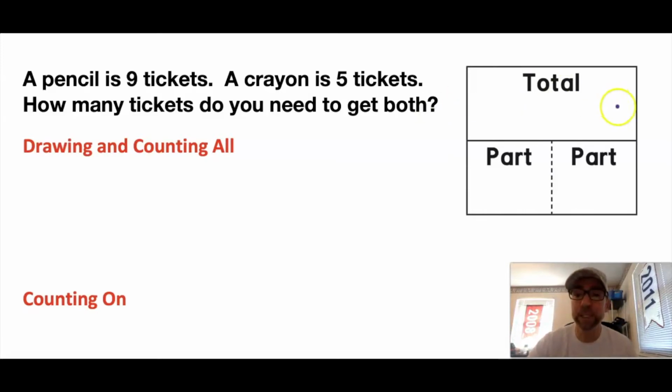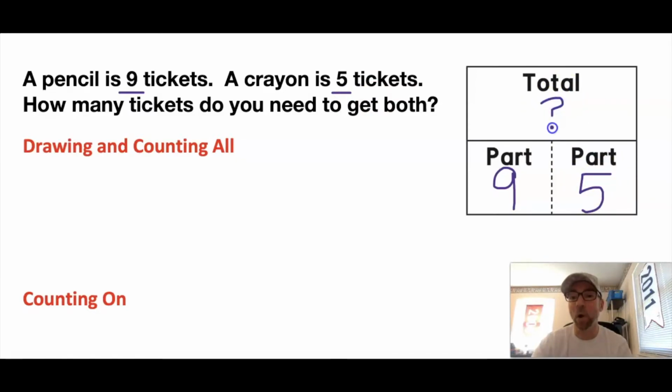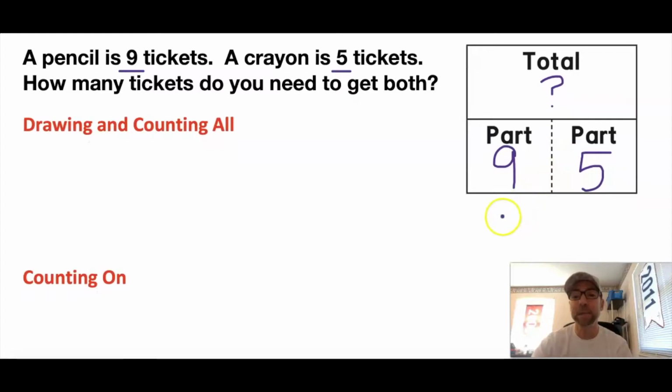Well, we've been using part, total. We know that when we have 2 parts and put them together, it'll give us a total. And our first part is the pencil is worth 9 tickets. So we wrote a 9 in our first part, and the crayon was worth 5 tickets. But we wanted to find how many we needed in all, or how many we needed to get both of them. And you can see that we have a number model. We take our parts and add them together. And when we add our parts together, it's going to equal a total.